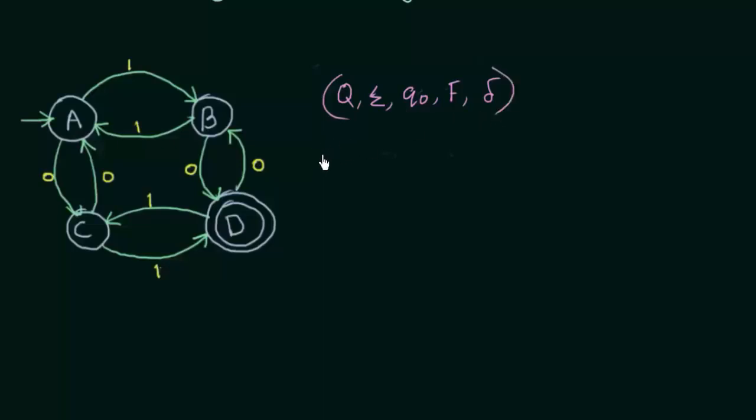Now let us see what these tuples mean. First of all, we have Q. Q is the set of all states. The set of all states is known as Q. And what is sigma? Sigma is the set of inputs. Our inputs are represented by sigma. And then the next one is Q naught. What is Q naught? Q naught is the start state.